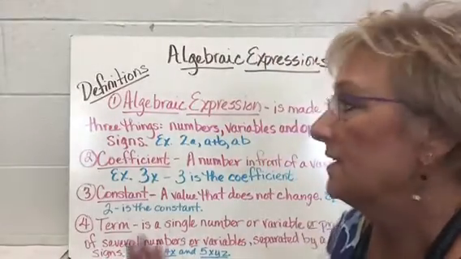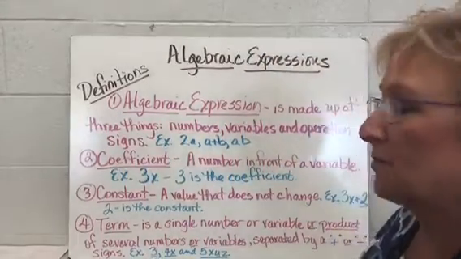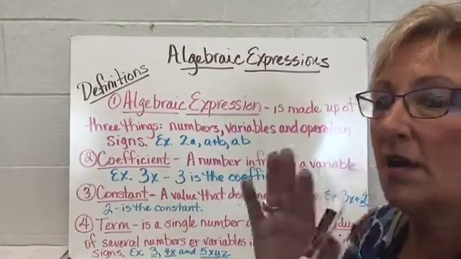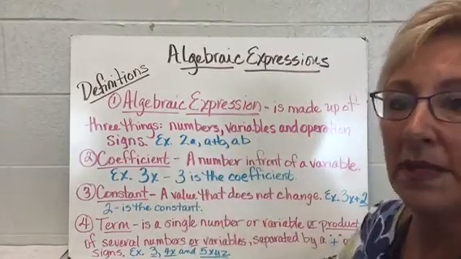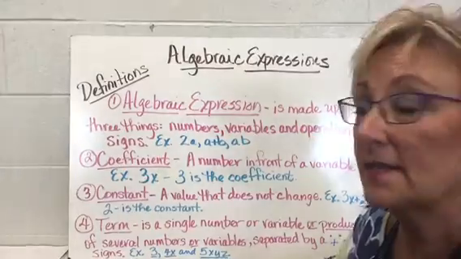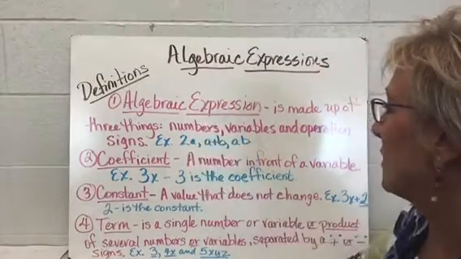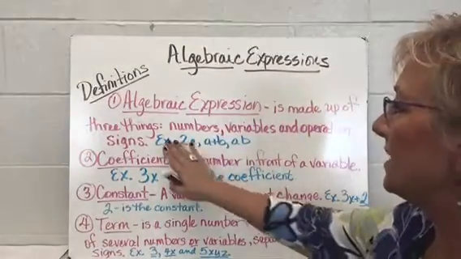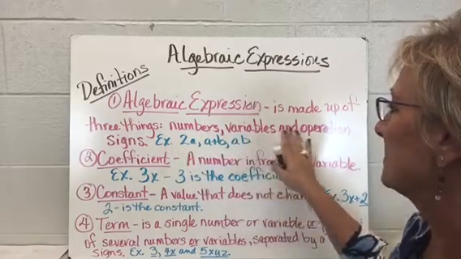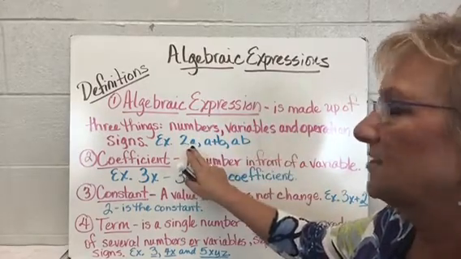Hi, we're going to be talking and starting a new unit on algebraic expressions. And we're going to be talking about some definitions that you may have heard before, but maybe not. The first one is algebraic expression. It is made up of three things: numbers, variables, and operation signs, such as 2a.